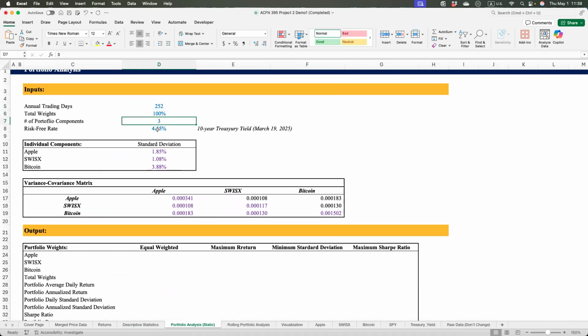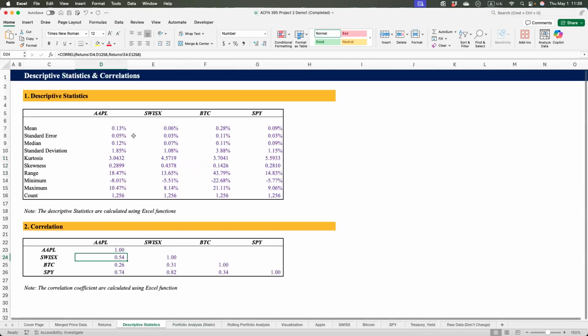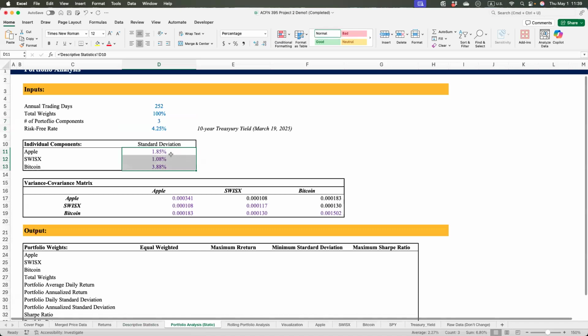And when I created these files it was back in March. So the risk-free rate back then, the 10-year treasury yield, was 4.25. You have to use the rate that you find when you start your project, okay? And these are the standard deviations that I calculated from my descriptive statistic tables here. I just transferred those values here.